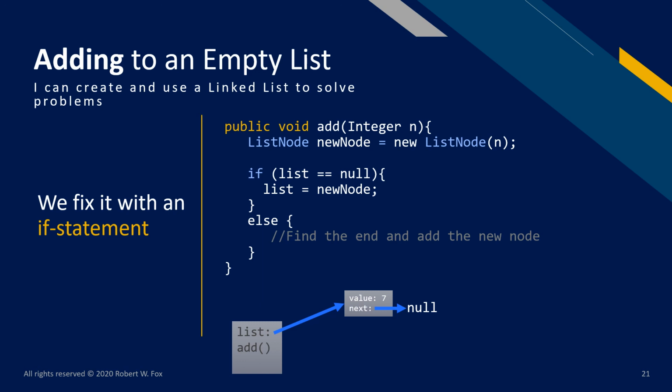Now, if that's not the case, if the list isn't empty, that's what our else is for, and this would have the code that you saw in the previous slides. I just didn't put it in here because it took up too much space, but that's the idea. So we check first to see if the list is empty. If it is, set the list to the new node. Otherwise, find the end using current and add it in.